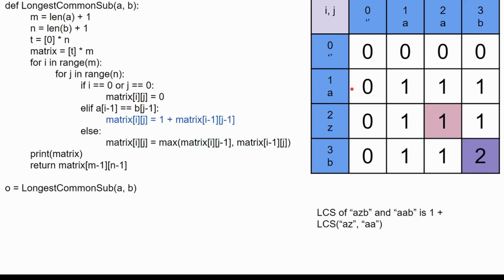Now you have AZB and AAB. Since the last letters B and B are the same, you remove them. Now we're looking at AZ and AA, whose value is already computed as 1. So you get that value 1 plus 1, which makes 2. So the whole function will return 2, because the longest common subsequence of these two strings, AZB and AAB, is 2.